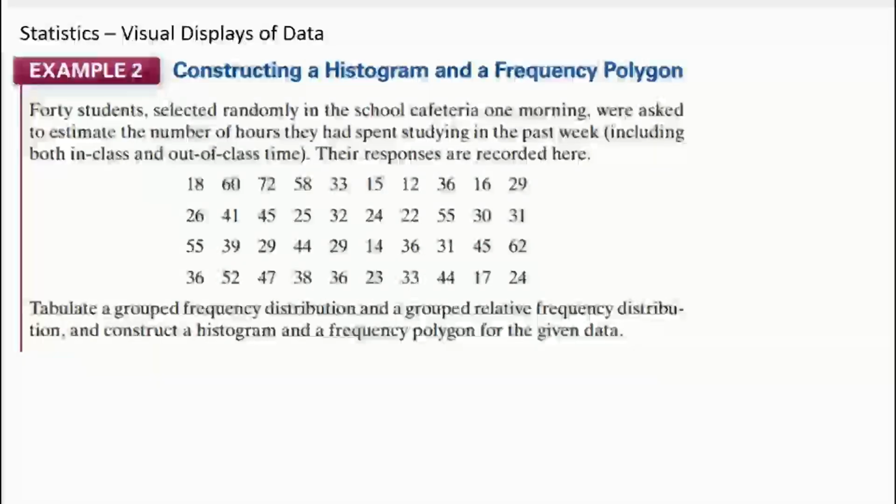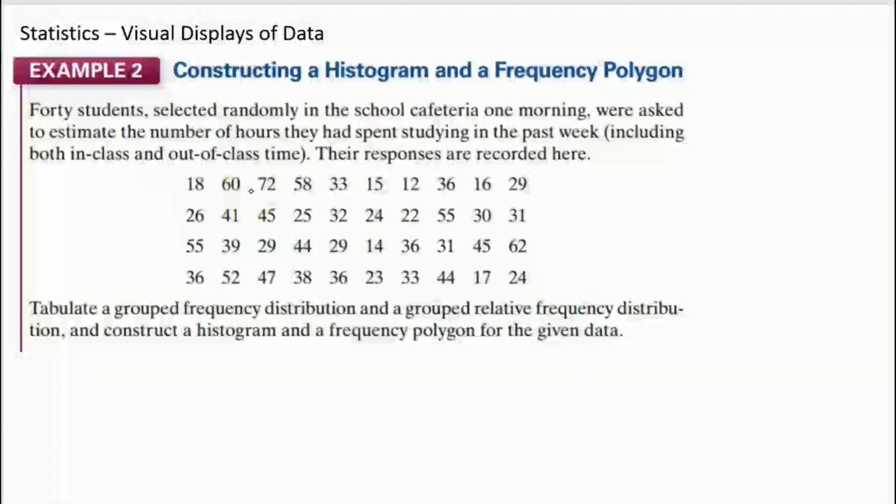We're going to construct a histogram and a frequency polygon, but before we do that, we need to group this and do a grouped frequency distribution. So 40 students selected randomly in the school cafeteria one morning were asked to estimate the number of hours they had spent studying in the past week, including both in-class and out-of-class times. Their responses are recorded here. So we've got somebody that studied 18 hours in a week, somebody that studied 60 hours in a week, somebody that studied 72 hours. You see where we're going with this.